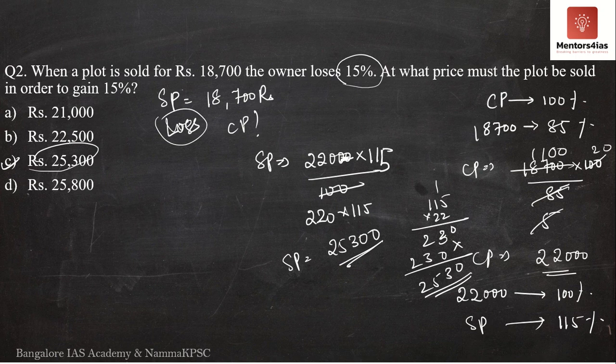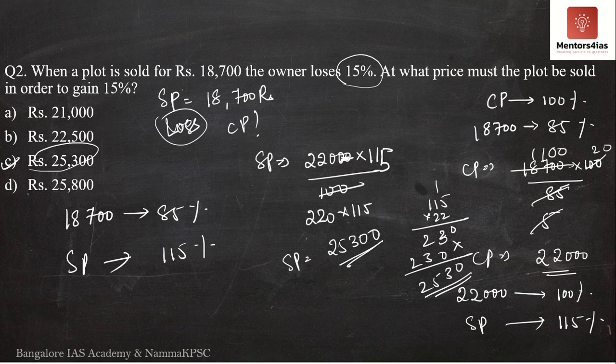Now what I am going to do is that, see here, this selling price is what? This selling price is 18,700. Correct? This 18,700 is at a loss of 15%. So we know that 18,700 is 85%. What is the question asking for? The question wants the selling price at 15% gain. What is that 15% gain? It is 115%. So we can directly find out the new selling price.